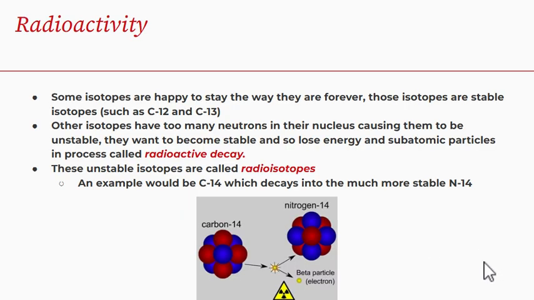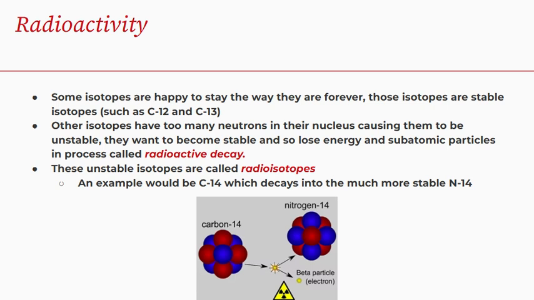Some isotopes are very happy to stay that way forever. Those isotopes are what we call stable isotopes. So, just as we talked about before, carbon-12 and carbon-13 are very stable. They're very happy to just stay the way that they are and have 6 or 7 neutrons respectively.